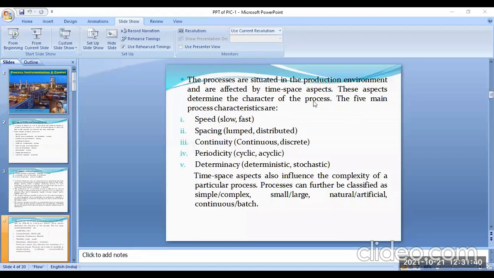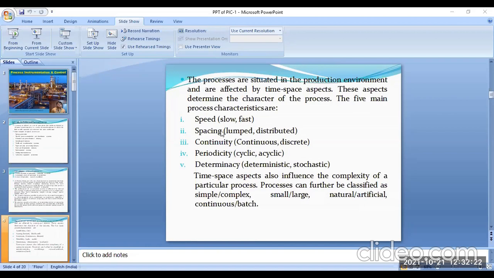Process industries are situated in the production environment and are affected by time and space aspects also. These aspects determine the character of the process. In process industries, we follow five main process characteristics. First is speed, which is classified into two categories: slow response or fast response. We have to examine this first process characteristic, the speed.